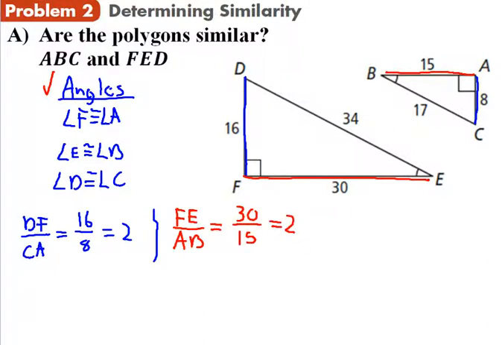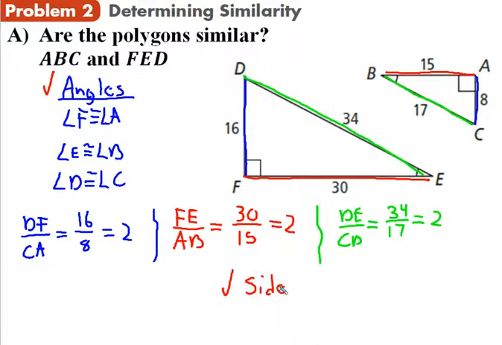So that works. And then we'll do the same thing with DE and CB, the last set of corresponding sides. DE over CB is going to be equal to 34 divided by 17, which equals 2 as well. Okay, so since we have the same scale factor, the same reduced ratio between all sets of corresponding sides, I'm going to say the sides check out as well. So answer to this problem then is yes, they are similar.